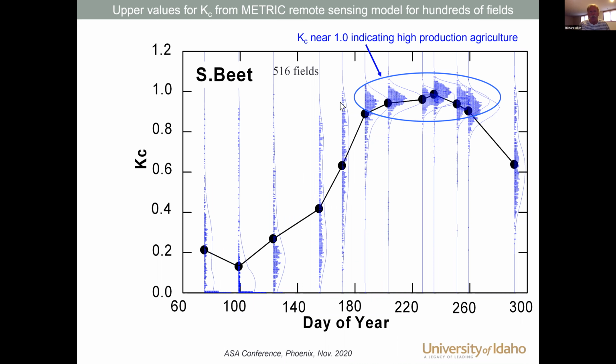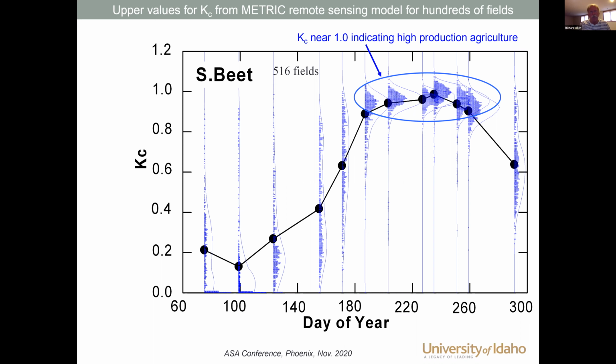So each of these little points is 1 field, and then the large black symbols are the average over all fields, and we can see the characteristic crop coefficient curve where we have a development stage, and then we have a full cover mid-season stage. So this is comforting to see, and the fact that it's fairly consistently near 1 during the middle of the growing season means, again, that all of those fields of sugar beets are reaching near maximum ET, and they are in good agreement with the alfalfa reference.